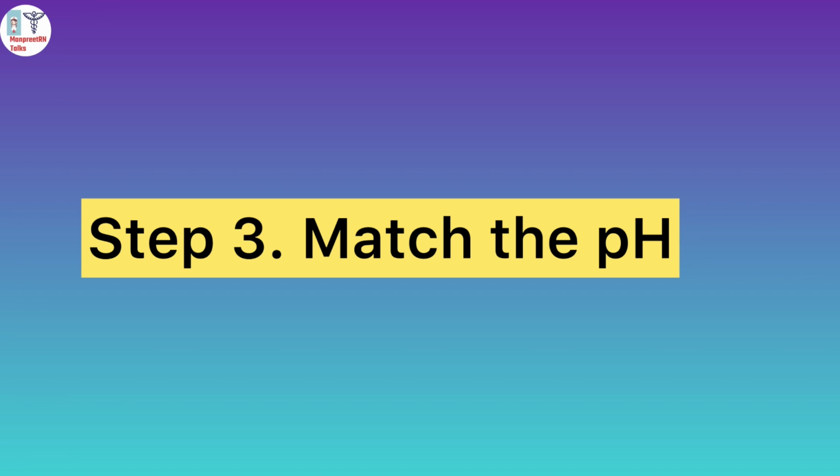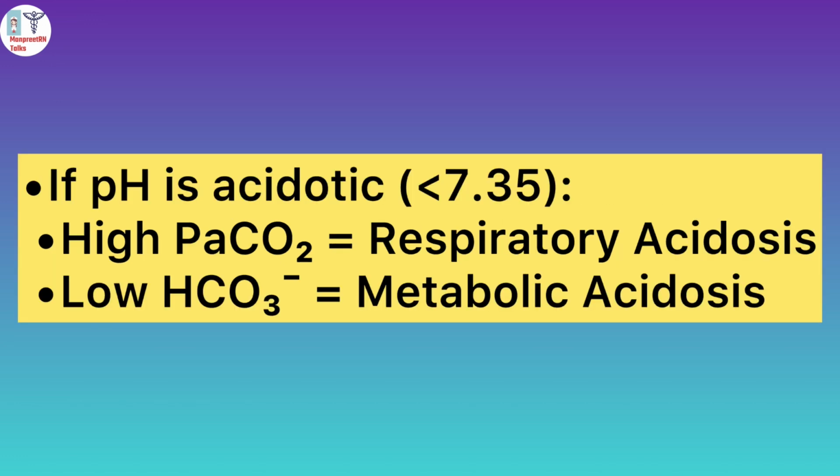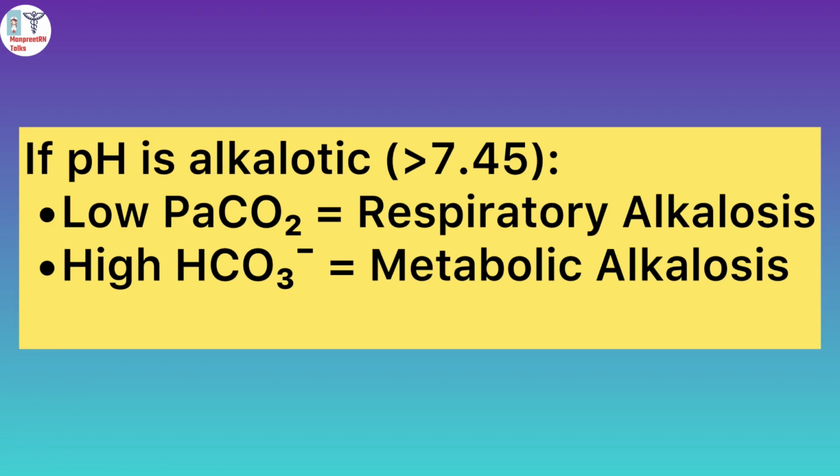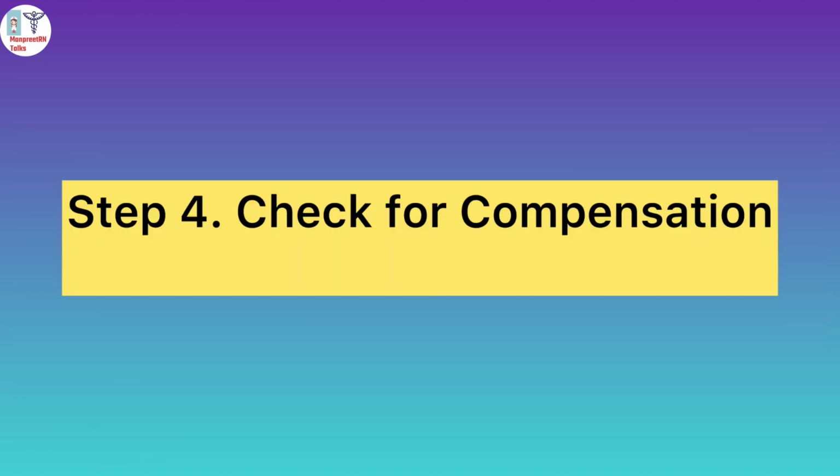Step 3 is match the pH. If the pH is acidotic, meaning less than 7.35, then high PaCO₂ means respiratory acidosis, and low bicarb means metabolic acidosis. If the pH is alkalotic, meaning more than 7.45, then low PaCO₂ means respiratory alkalosis, and high bicarb means metabolic alkalosis. You should remember this, it is very important.